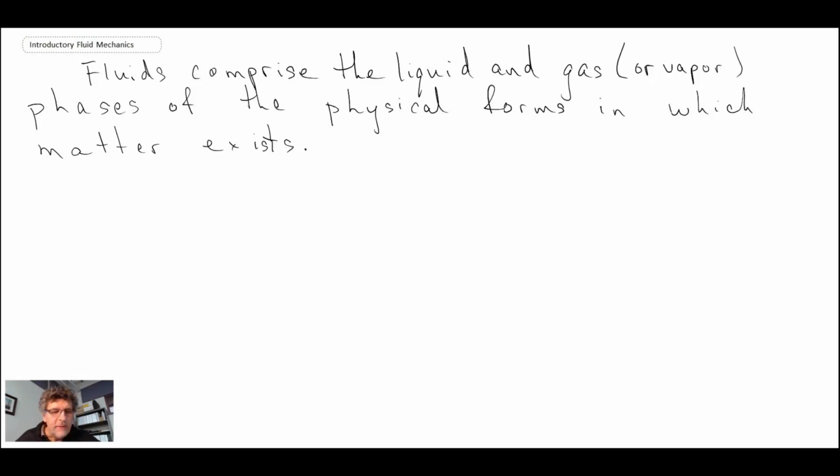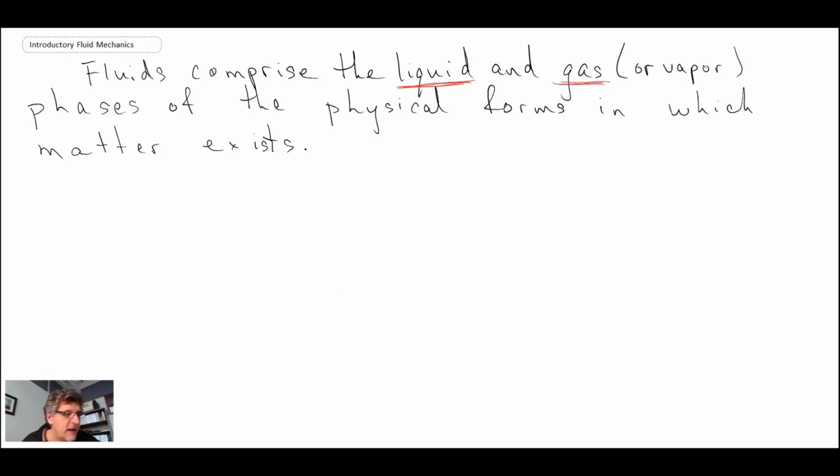So another aspect about fluids is that fluids comprise the liquid and gas phases of the forms of matter that we would normally encounter. So a fluid can be a liquid, water being an example of that, or it can be a gas such as air. So we can have a fluid being either a liquid or a gas, and here I say or vapor. That would be the case if, let's say, you have superheated steam or something like that. And consequently, fluids are either liquids or gases.